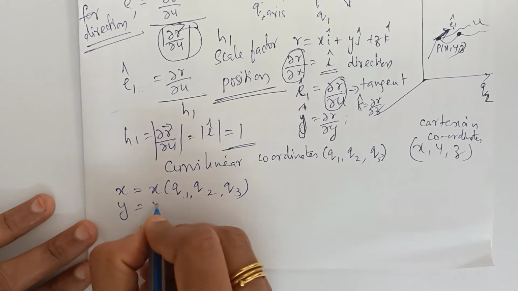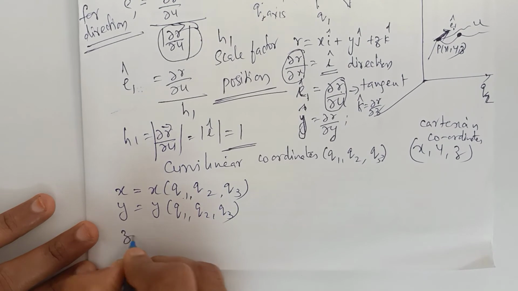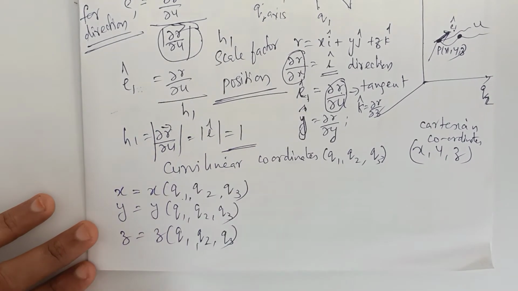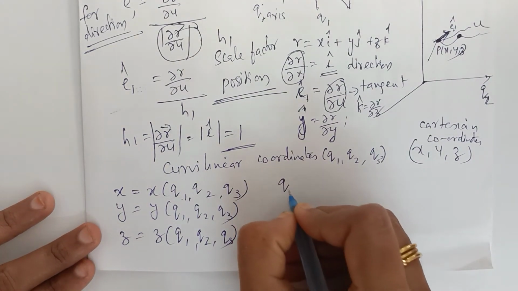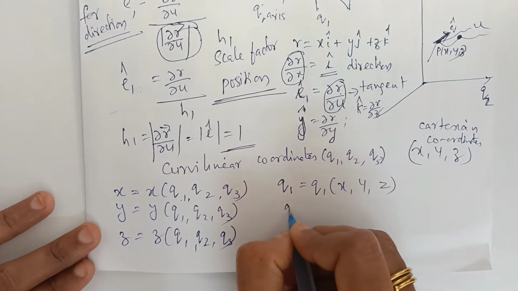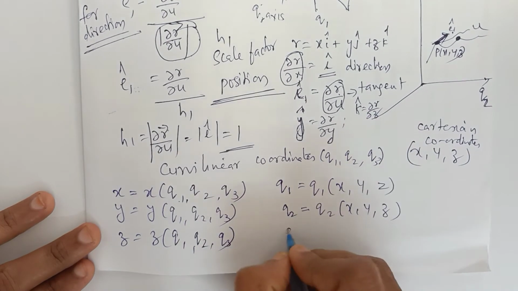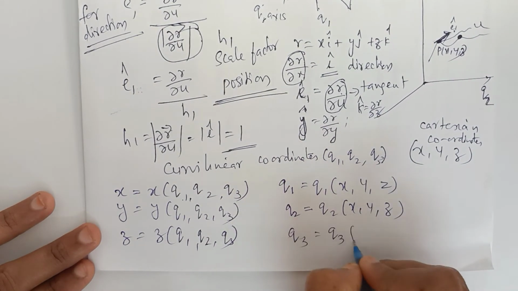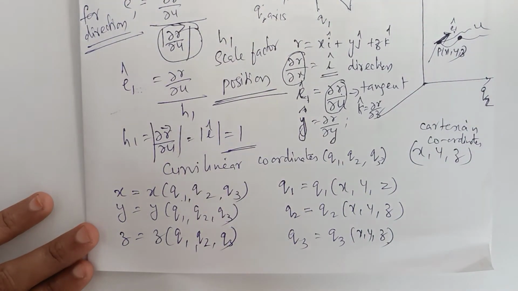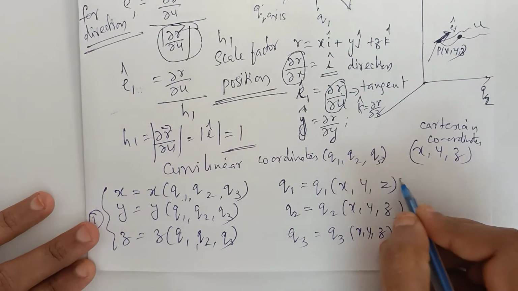Similarly, y also we can write as a function of q1, q2, q3, and z also we can write as a function of q1, q2 and q3. So with the inverse, we can write q1 as q1 of x, y, z, q2 as q2 of x, y, z, and q3 as q3 of x, y, z.